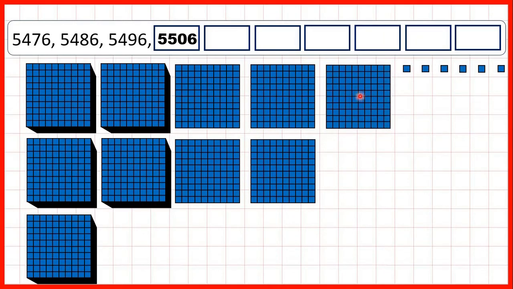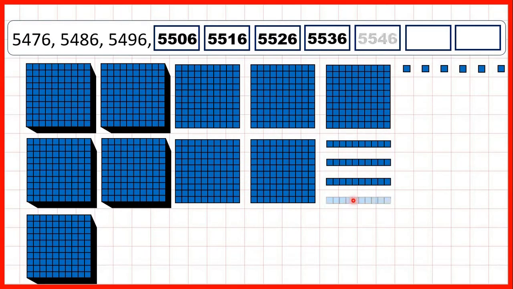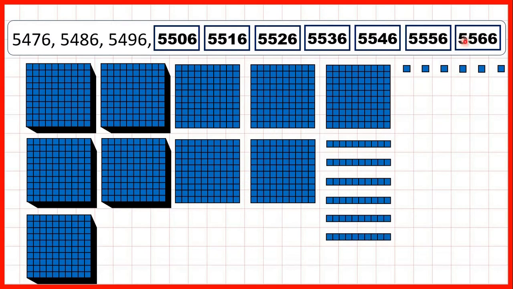But if we add another 10, now we've got 10 tens, and when we have 10 tens, we can exchange those for 1 extra 100. So that means we get 5,506, because now we've still got 5,000, but we've got 5 hundreds, no tens, and we still, of course, have 6 ones. Then we can keep on adding tens until we get to 5,566. So that's 5 thousands, 5 hundreds, 6 tens, and 6 ones.